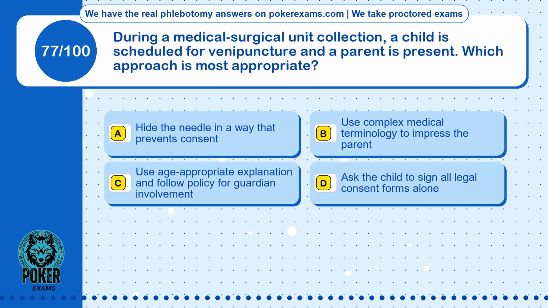Question 77. During a medical surgical unit collection, a child is scheduled for venipuncture and a parent is present. Which approach is most appropriate? Option A. Hide the needle in a way that prevents consent. Option B. Use complex medical terminology to impress the parent. Option C. Use age-appropriate explanation and follow policy for guardian involvement. Option D. Ask the child to sign all legal consent forms alone.